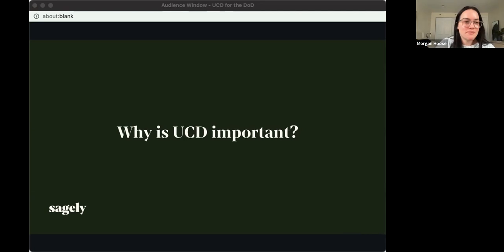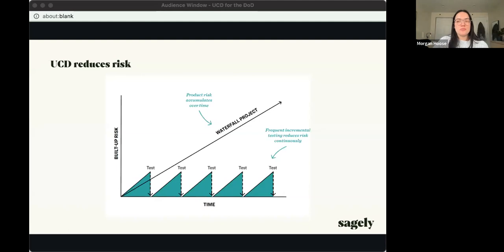Cool. Okay, so next we're going to talk about UCD, why UCD is important. So we've talked about what it is, kind of how it works in the process, but why does it matter? So the most basic reason is that UCD reduces risk. So this visual is illustrating the difference between a waterfall project in which requirements are defined at the beginning of the product and then built until it's delivered. However, what you can see is that as you're heads down working hard on building out these requirements, you're accumulating risk over time. And you're doing that by just not testing with users, not involving users in the process.